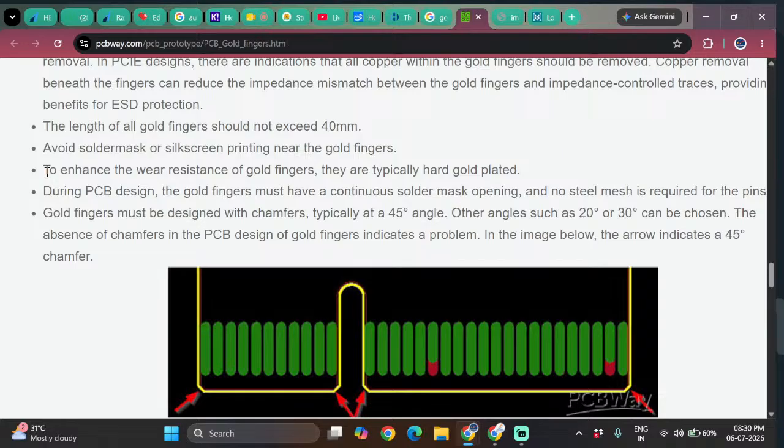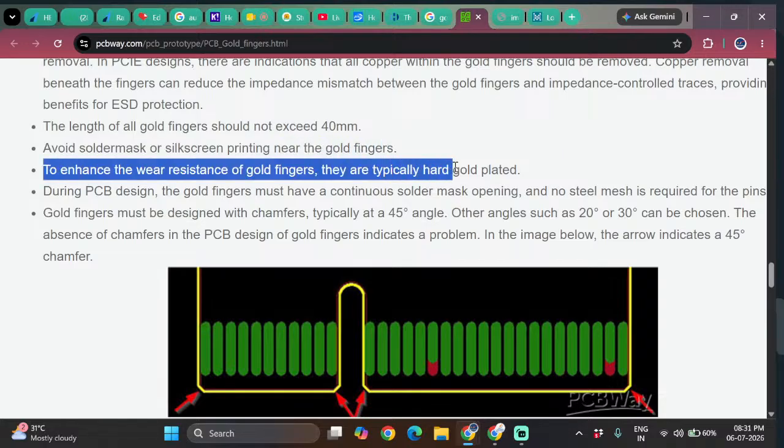Yeah, we already know about it. To enhance the wear resistance of gold fingers, they are typically hard gold plated. Here he is indirectly talking about the ENIG finish, electroless nickel immersion gold. In that there would be two things: one is the soft gold and the other is the hard gold plated method. So here he is talking about the hard gold plated method.